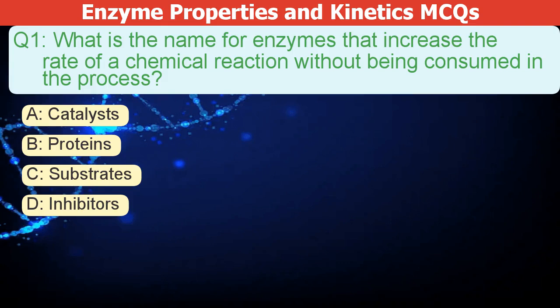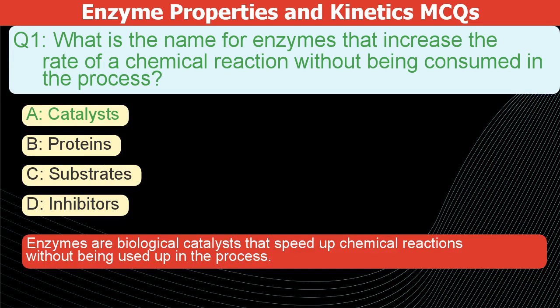What is the name for enzymes that increase the rate of a chemical reaction without being consumed in the process? A. Catalysts. B. Proteins. C. Substrates. D. Inhibitors. The correct answer is A. Enzymes are biological catalysts that speed up chemical reactions without being used up in the process.